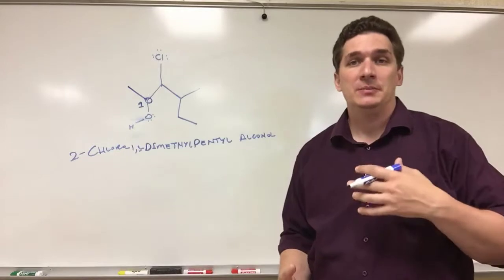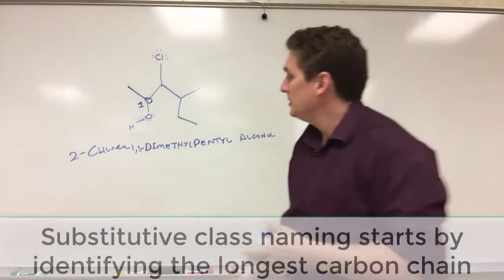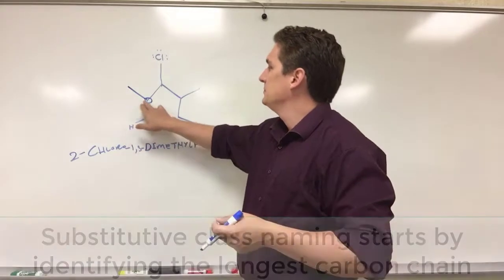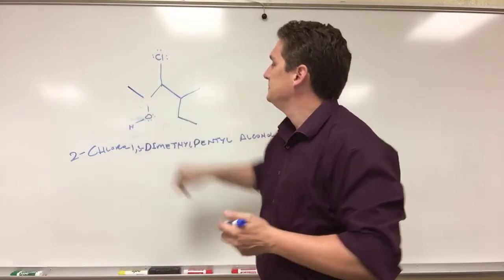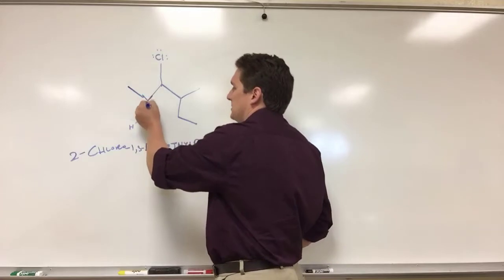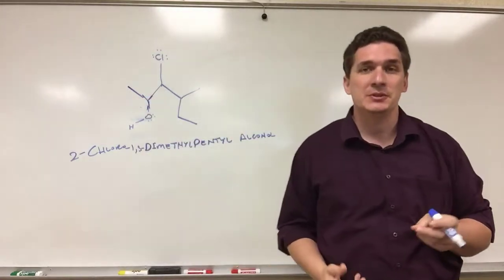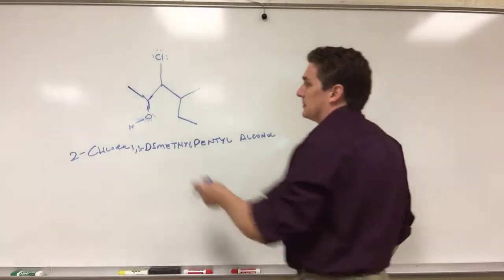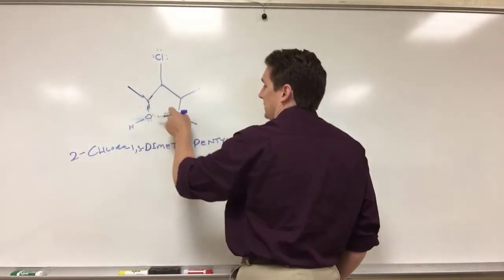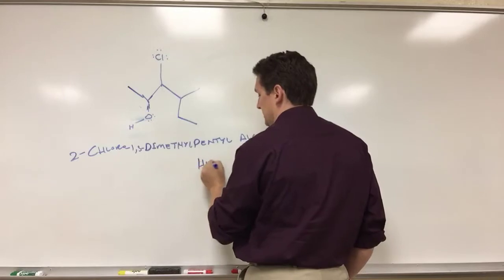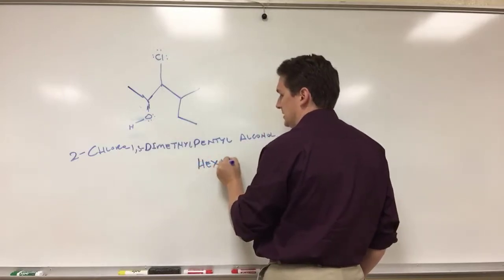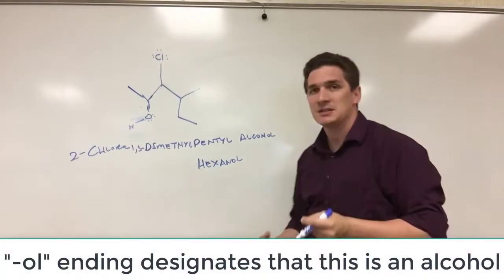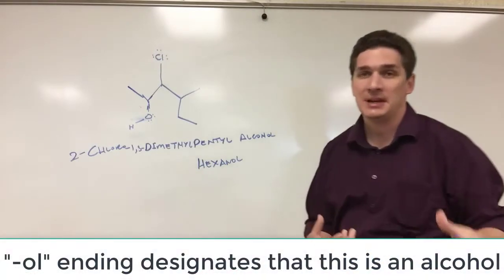Let's say you want to do it by the substitutive naming method. Well, there's going to be a difference between these two structures. There's going to be a difference in how we approach it. So with the substitutive, what we're going to do is find the longest carbon chain like we did before with the alkanes. So, longest chain here, 1, 2, 3, 4, 5, 6. So you've got a hexa, and we're going to end it with an OL. So that OL here tells us that we're looking at substitutive type naming.